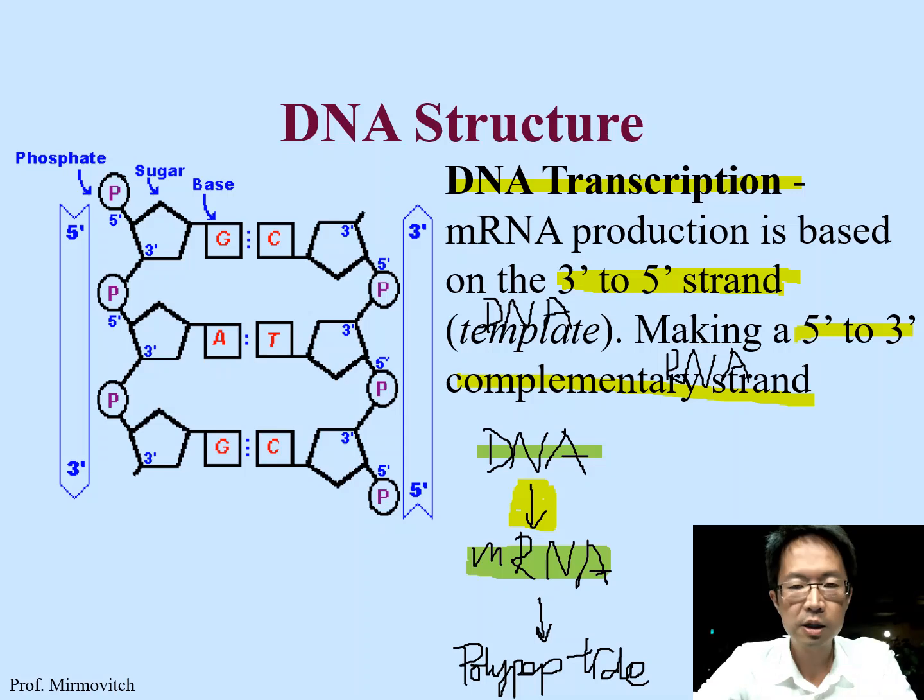And how does it work? We use one strand of DNA, and we move along that strand from 3' to 5'. As we move along it, we make an RNA strand. We call this the complementary strand. And the RNA strand is made in the 5' to 3' direction.